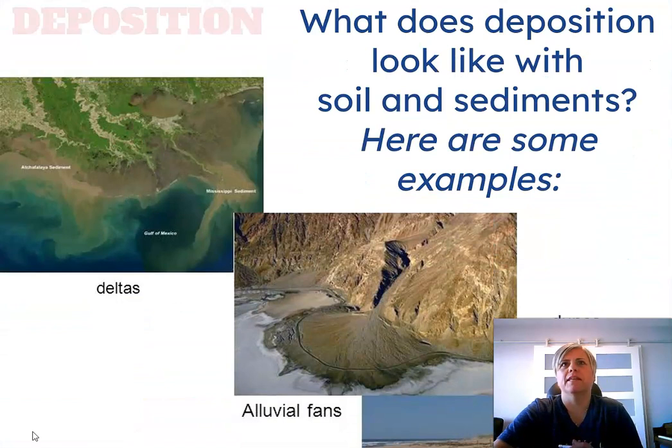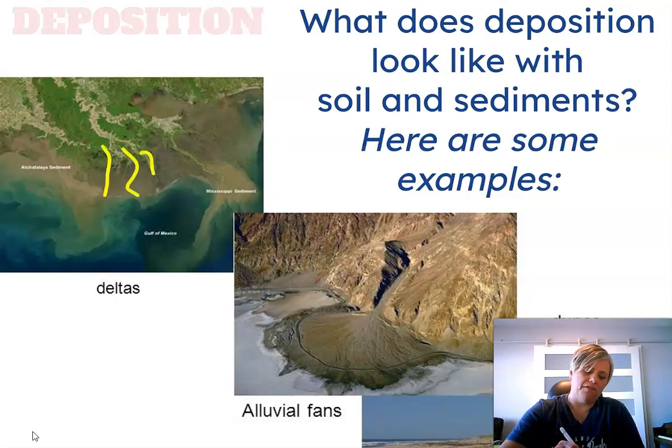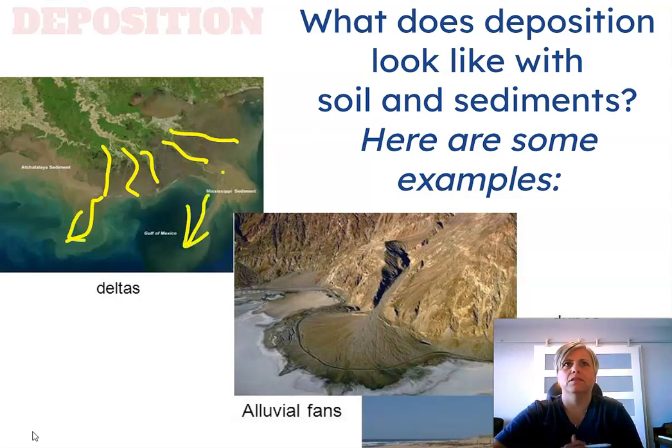Here's some other real-life examples of deposition. What does it look like when talking about soils and sediments? Well, we've talked about our delta ideas. So at the mouth of rivers, here we've got quite a few little tributaries emptying into the Gulf of Mexico. With that, look at all the sediment that it's carrying and dropping. So you can literally see it kind of coming out in plumes into the water. So it's really spitting out a lot of the sediment it picked up along the way.